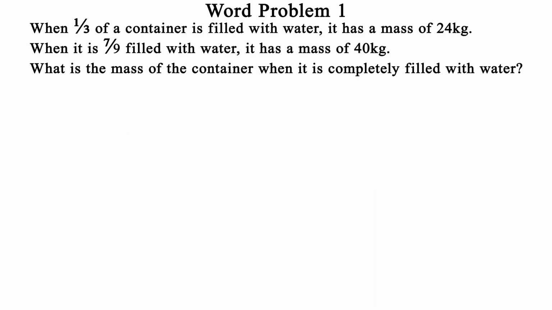First, we will read the question, and then after I will teach you how to approach such higher order thinking question. So when 1/3 of a container is filled with water, it has a mass of 24 kilogram. When it is 7/9 filled with water, it has a mass of 40 kilogram. What is the mass of the container when it is completely filled with water?